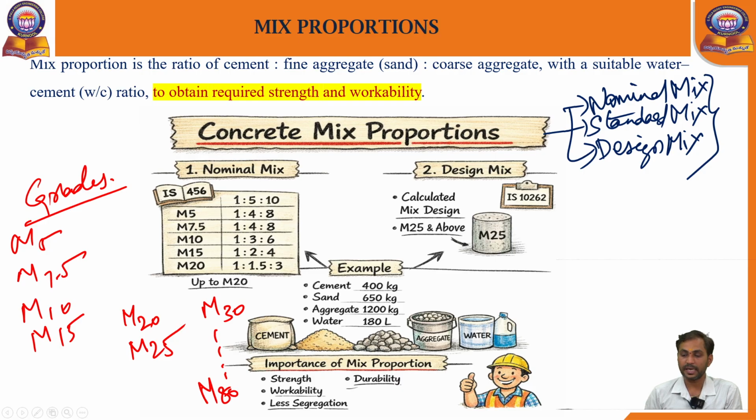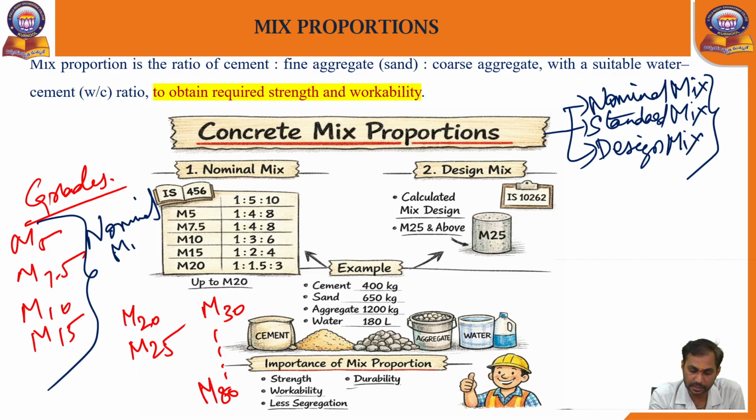Okay, so coming to the part, the nominal mix. What type of grades will become? The nominal mix will become M5 to M15. Sometimes we can take M20 also, no problem. This will become nominal mix proportions.